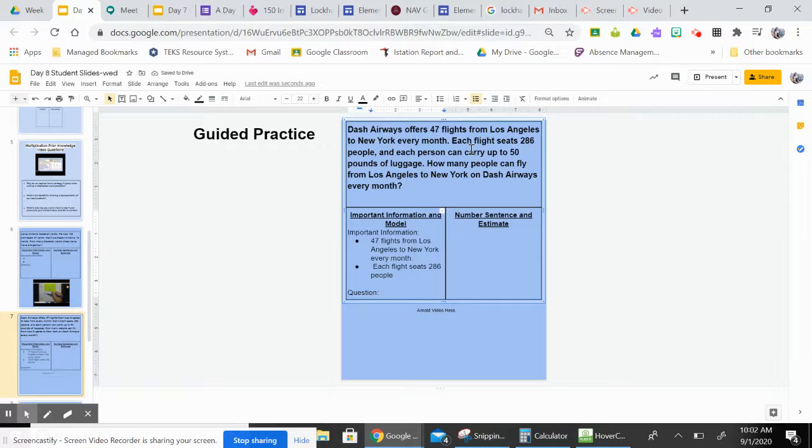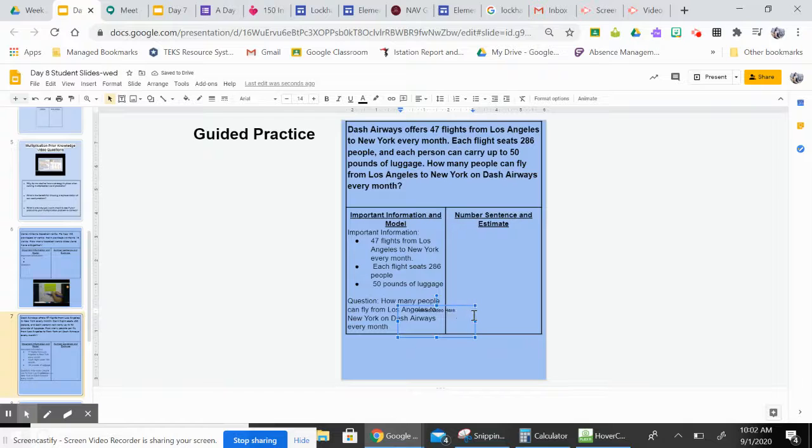And then it says each person can carry up to 50 pounds of luggage. Well, it has a number, so let me go ahead and put it in there just in case. Usually if it has a number, it's probably important, so I'm going to put it in there. And let's read, what is the question actually asking us to find? How many people can fly from Los Angeles to New York on Dash Airways every month? Oh, okay. It's asking me to find out how many people are going from LA to New York every month.